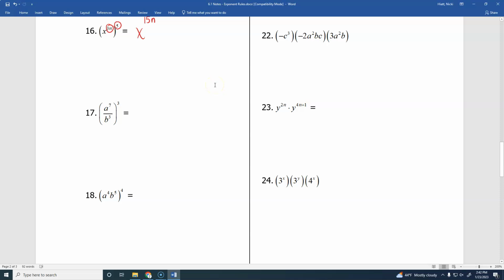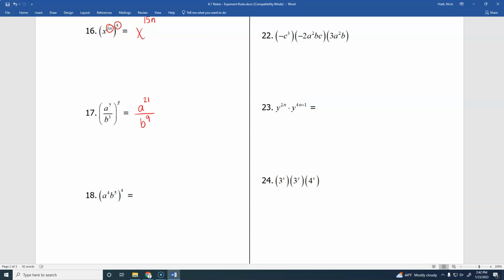All right, Caitlin, what do you think for number 17? All right, so we're raising this to a power. When we do a power to a power, what do we have to do? Multiply. So a to the 21st will be on top. What will we get on the bottom? B to the 9th. Can I put this together? I cannot, because they're different letters. So I just have to leave it like that. Okay?